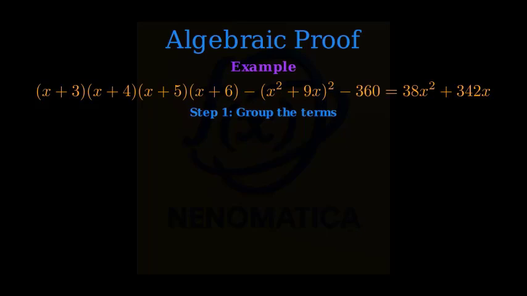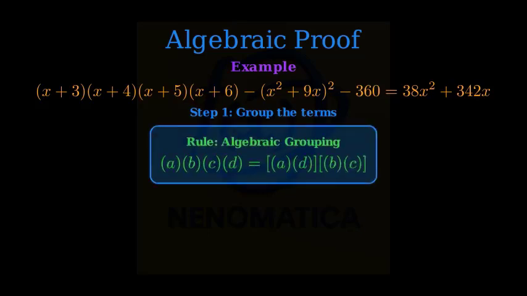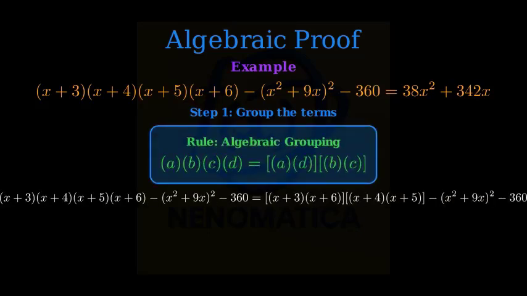First, we'll rearrange the left side of the equation. We'll group the first four terms, x+3, x+4, x+5, and x+6. We can rewrite this as (x+3)(x+6)(x+4)(x+5) - x squared + 9x squared - 360. Now, we'll apply the common term identity.